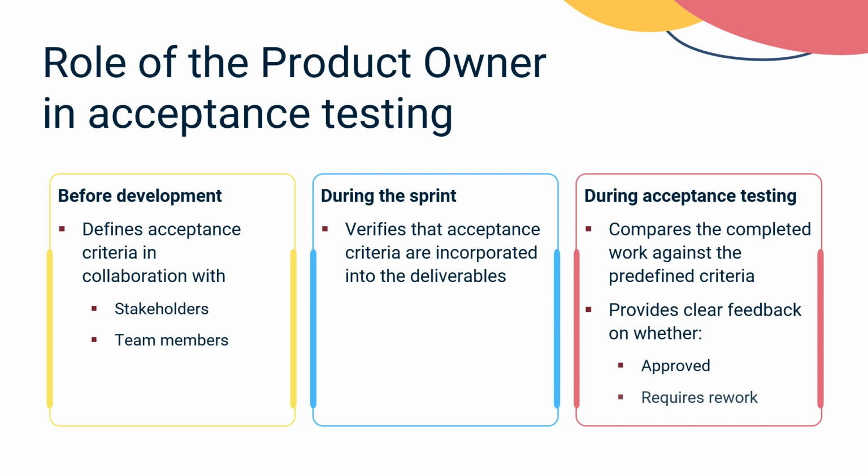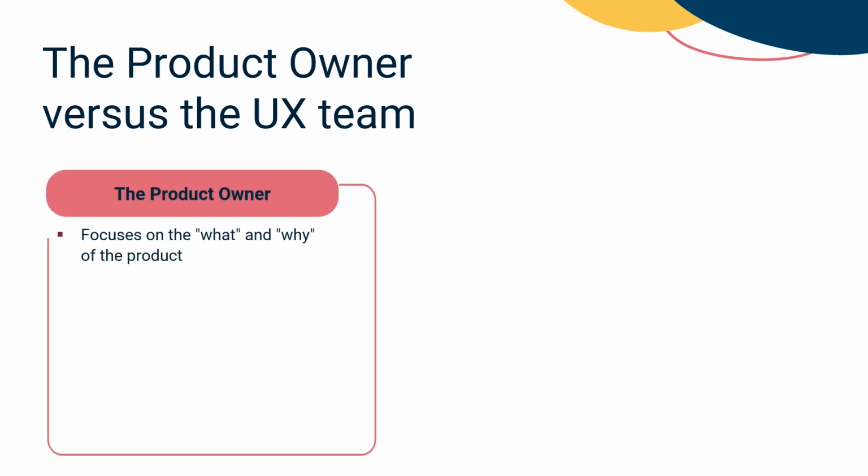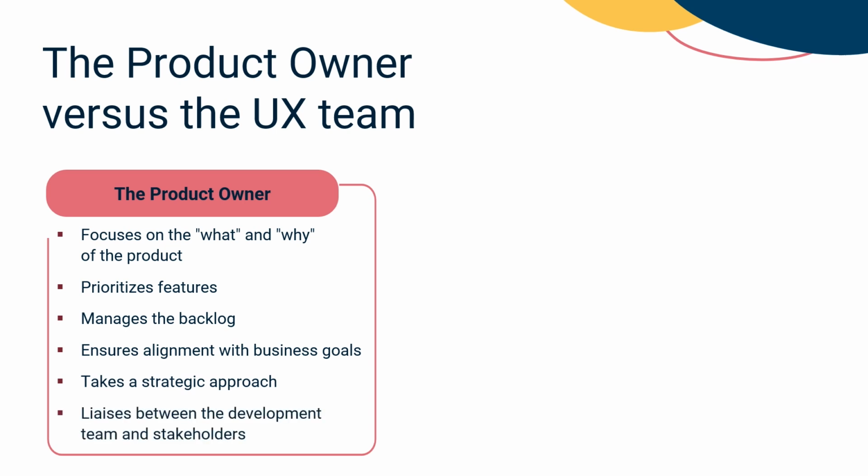But even with thorough acceptance testing, no product can truly succeed without a focus on the user. This is where the user experience, or UX team, comes in. Although the product owner and the UX team share a common goal of delivering a high-value product, their roles and focus areas differ. The product owner focuses on the what and why of the product. They prioritize features, manage the backlog, and aim to align the product with business goals and market demands. Their approach is strategic. They also liaise between the development team and stakeholders.